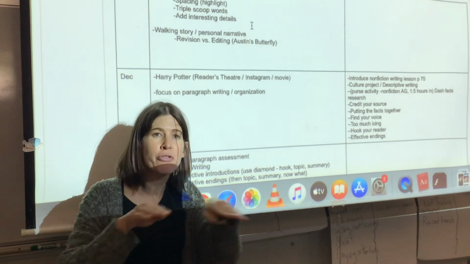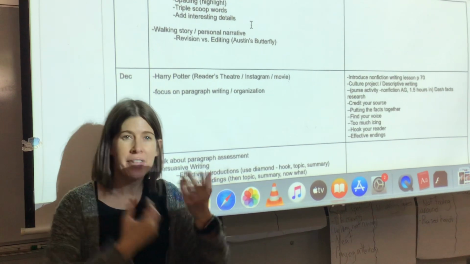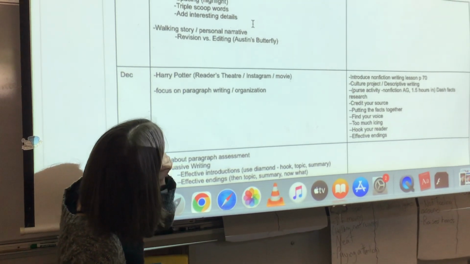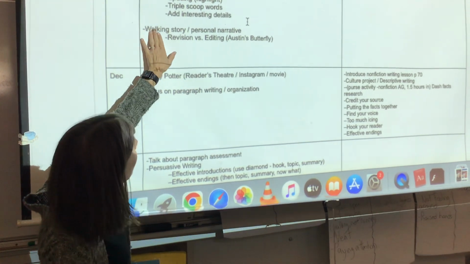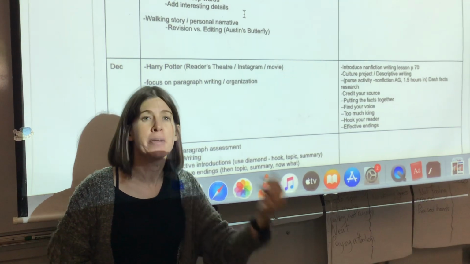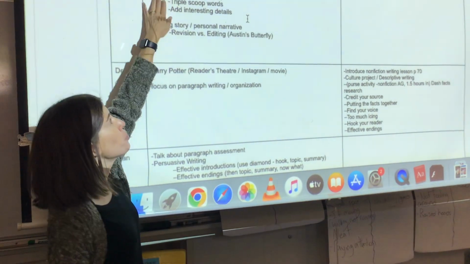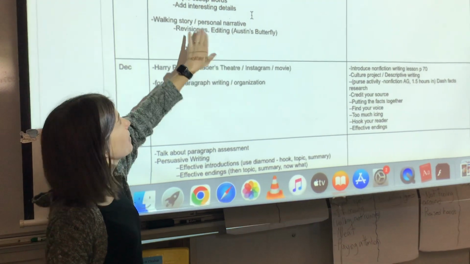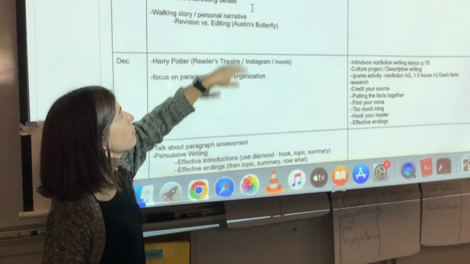Like physically moving parts of the paragraph around and then having the kids practice that structure. You can see up here, I will revisit, so they're starting the year for their assessment with a personal narrative. They're gonna write about a friend. Then we'll do some teaching, and then I'm gonna have them do a second personal narrative.